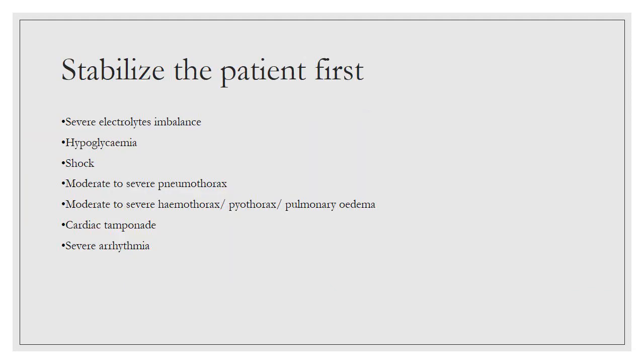It will never be a bad idea to stabilize the patient first before general anesthesia, especially when patients are suffering from severe electrolyte imbalance, hypoglycemia, shock, moderate to severe pneumothorax, moderate to severe hemothorax, pyothorax, pulmonary edema, cardiac tamponade, or severe arrhythmia. Under all these circumstances, stabilizing the patient first is the best choice.